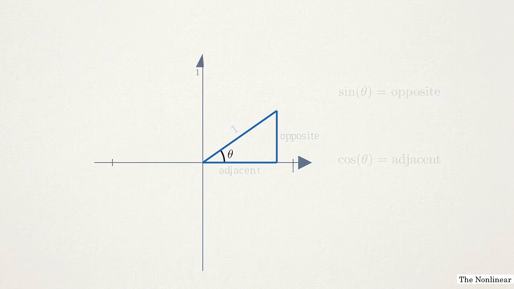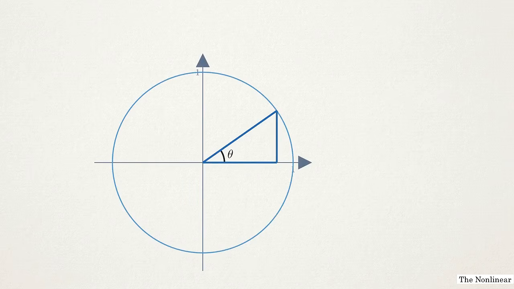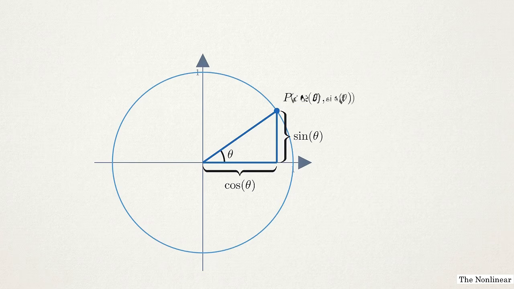We can standardize this by placing the triangle on a coordinate grid inside a circle with a radius of 1. On this grid, the horizontal leg measures the x-coordinate of the point where the triangle touches the circle. The vertical leg measures the y-coordinate. On the unit circle, you no longer need to calculate. A point's x-coordinate is its cosine, and its y-coordinate is its sine.